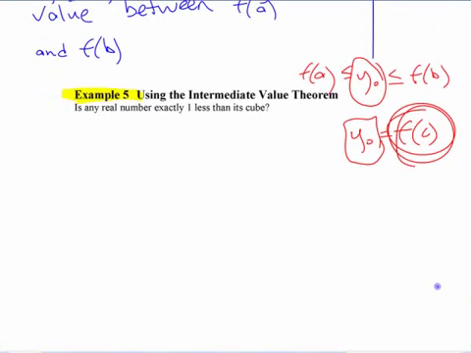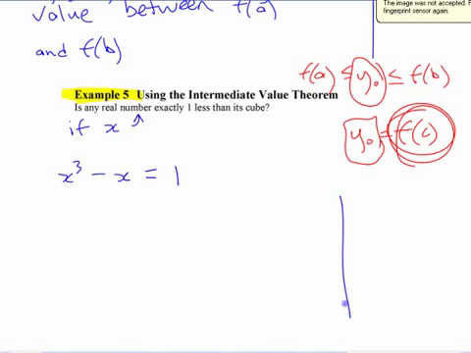Is any real number exactly 1 less than its cube? So what we want to know is, if x is this number, is x cubed minus x ever 1 here? Well, it probably has to be, right?